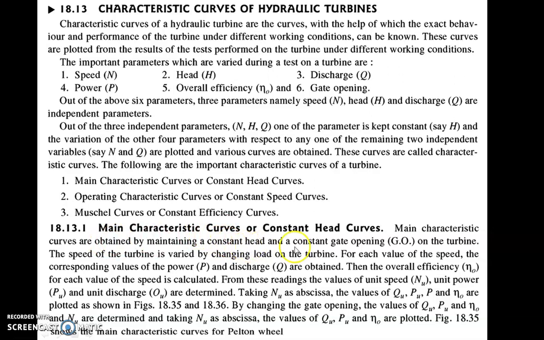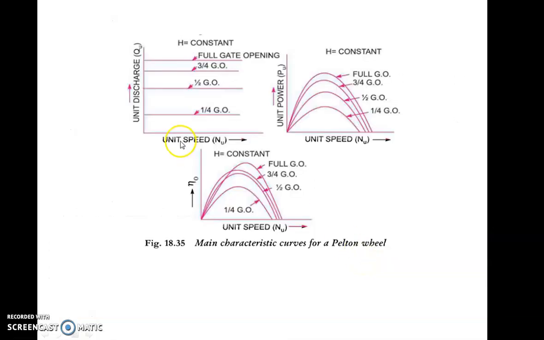So let us see how the main characteristic curves, or constant head characteristic curves, are plotted. In this case, I have told you that we are making use of the unit speed and unit discharge. You can calculate unit speed as N_U = N by root H for that particular turbine, and unit discharge Q_U = Q by root H. Here there are gate openings, 25% gate opening, 50% gate opening, meaning how much discharge you are keeping. That we will see when you perform the experiments.